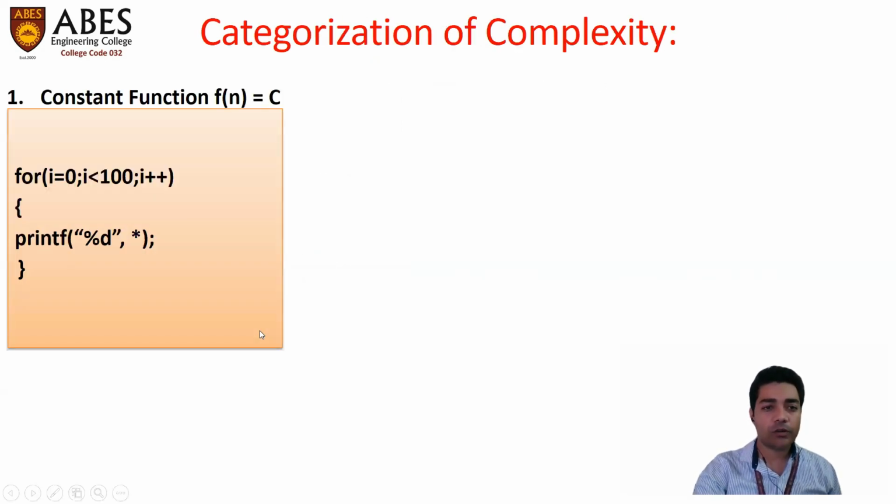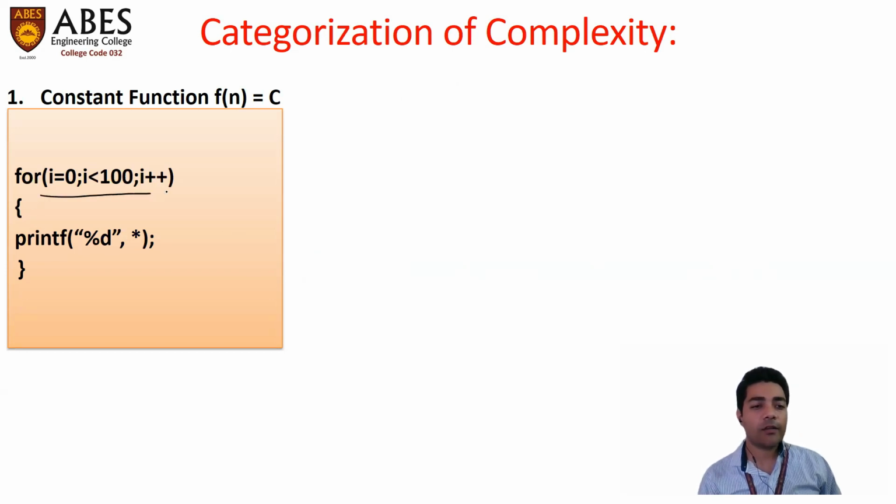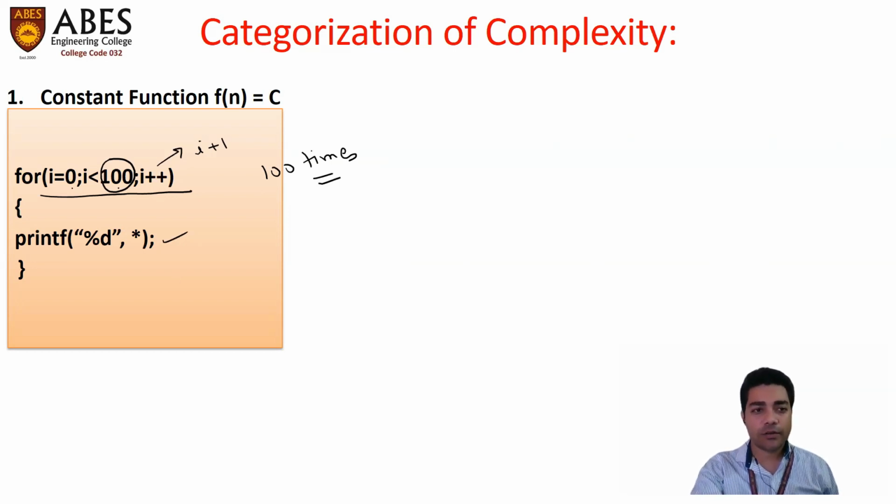Let's first discuss what is a constant function. So here, this is a constant function. Why are we saying this is a constant function? Because we already know how many times this loop is going to run. This loop is going to run from 0 to 100, and we are just adding some number, i plus 1, and it is just going to print. Because we already know that this is going to run 100 times, there will be no fluctuation in the running time. That is why we have said that this is a constant function.